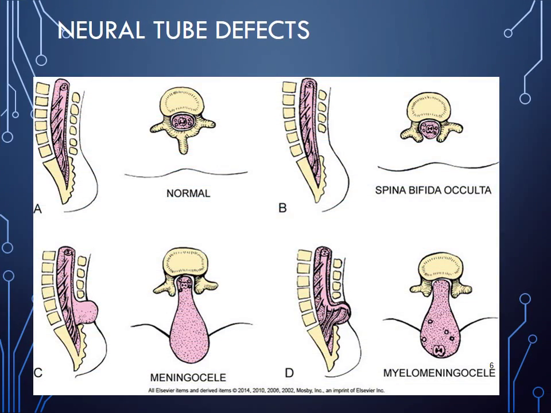Okay, let's cover neural tube defects. It's the largest group of congenital anomalies. Normally, the spinal cord and the cauda equina are encased in a protective sheath of bone and meninges. A failure of the neural tube closure produces defects of varying degrees. Incidence is usually about 0.3 per 1,000 births. It occurs more often in Caucasian and Hispanic children.